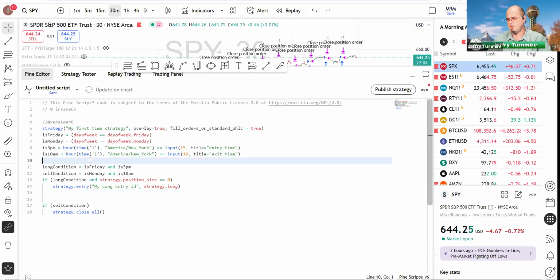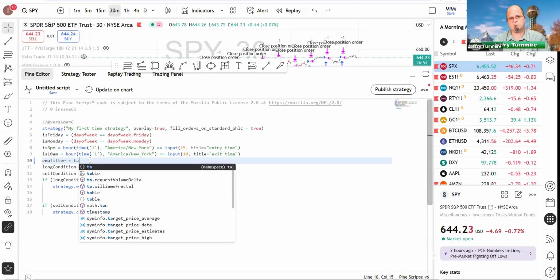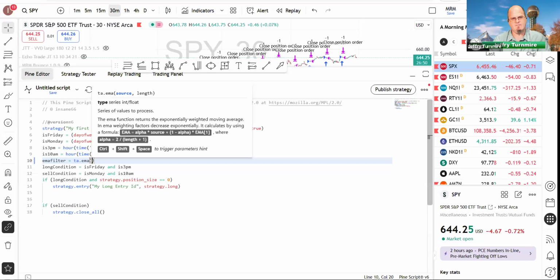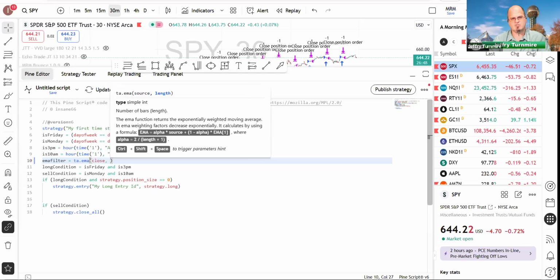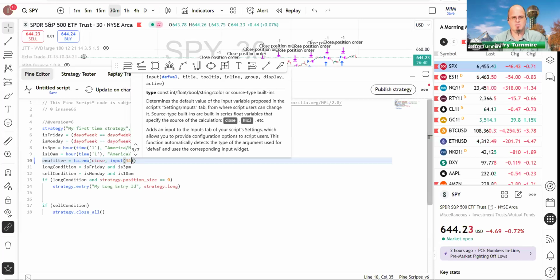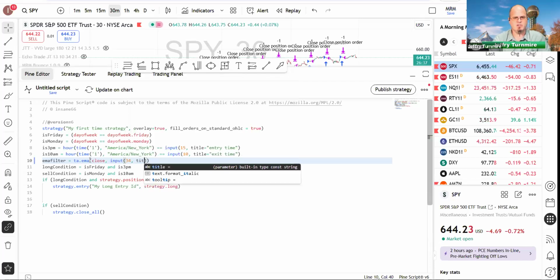So we could actually add in, let's say, an EMA filter, and we'll just call that ta.ema, close, inputs. Let's go with 34 just to start, and we can call it a title.